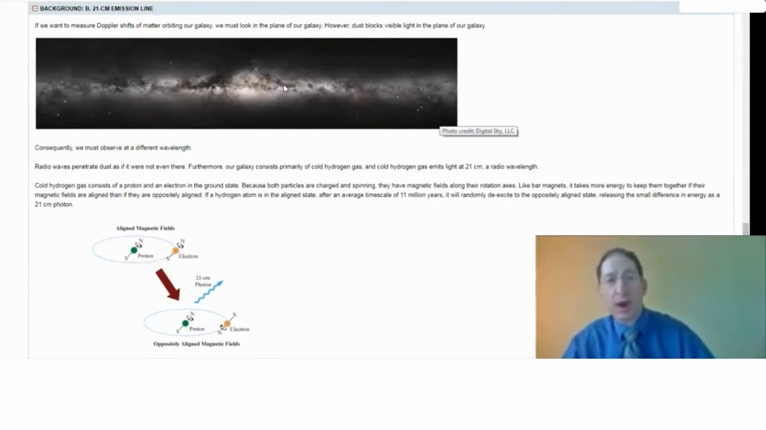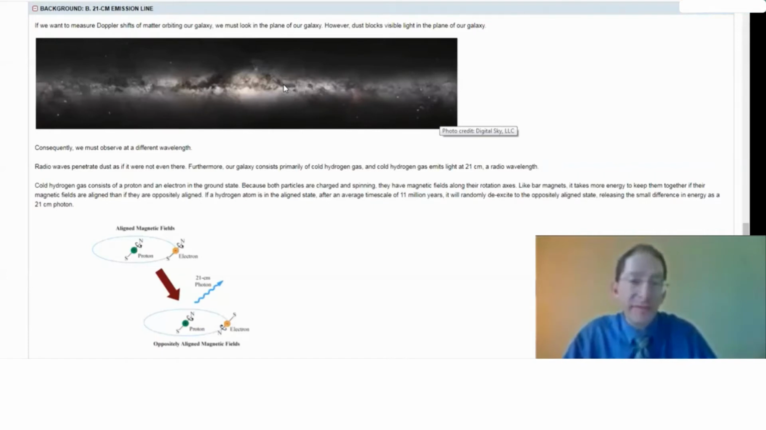To get around this problem, we need to look at a different wavelength. We need to look at a wavelength that is bigger than the grains of dust. And we can do this in the radio. Radio waves are larger than the grains of dust, and so they essentially go right through them as if the dust isn't even there. So all that we need is an emission line, some process that will produce line emission in the radio that we can measure Doppler shifts of.